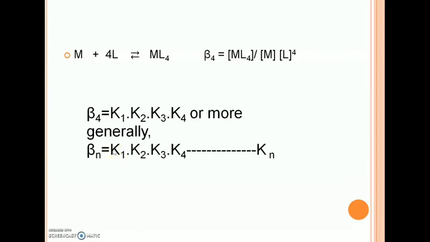We can also take logarithm on both sides, that is, log beta n is equal to log K1 plus log K2 plus log K3 plus etc. We can write it like that also.